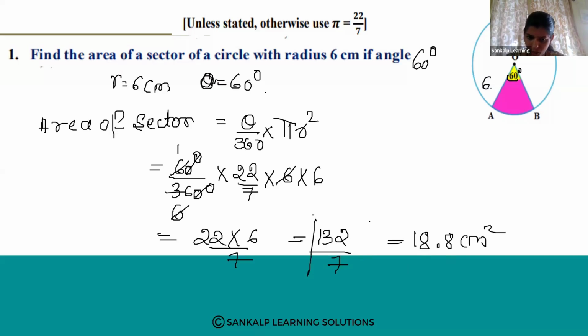If you write the answer just like this, it's okay. So finally you will get 18.8 centimeter square. This is your final answer.